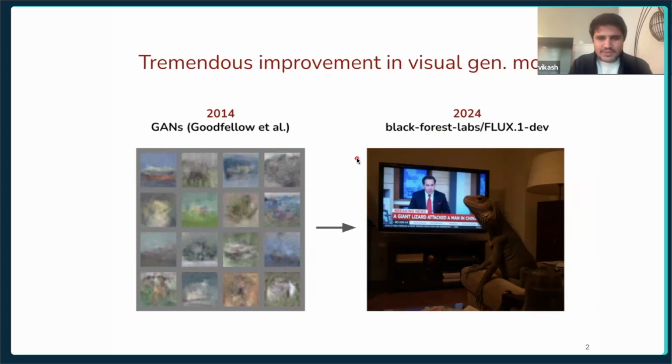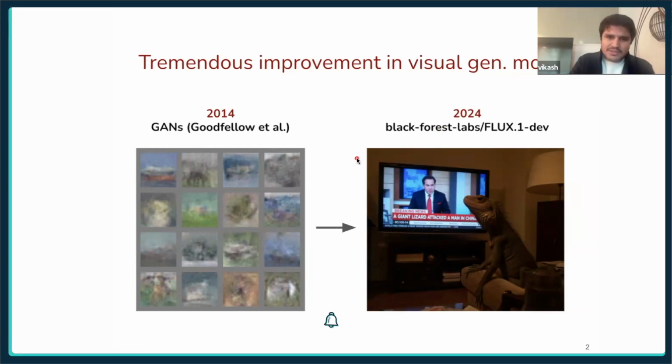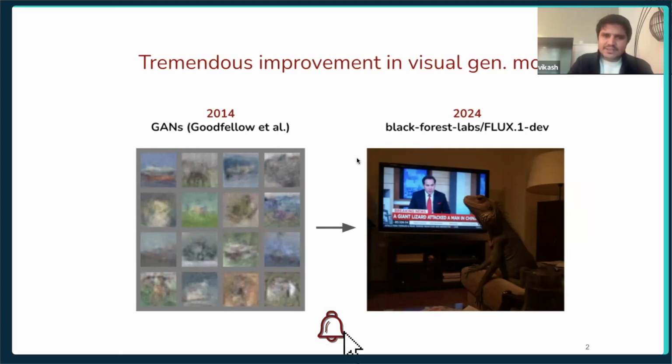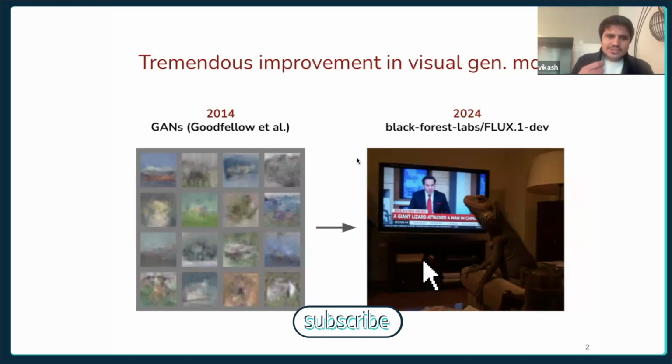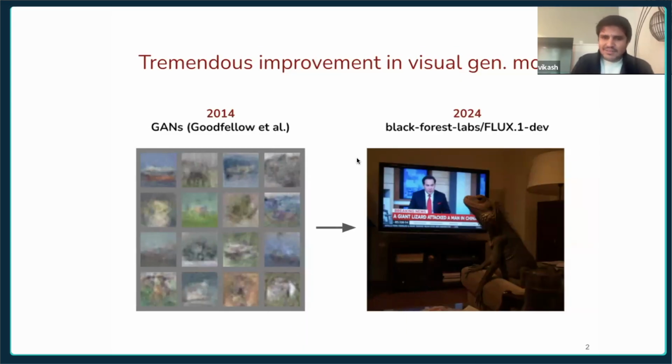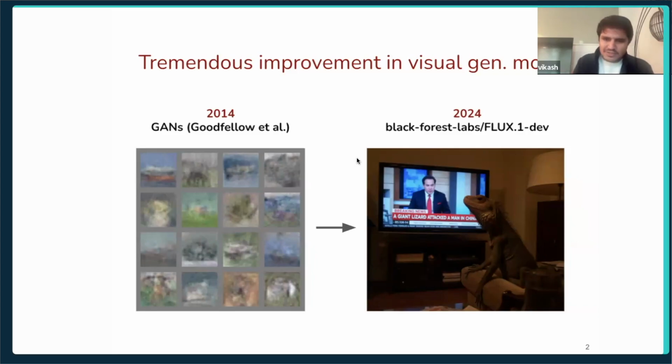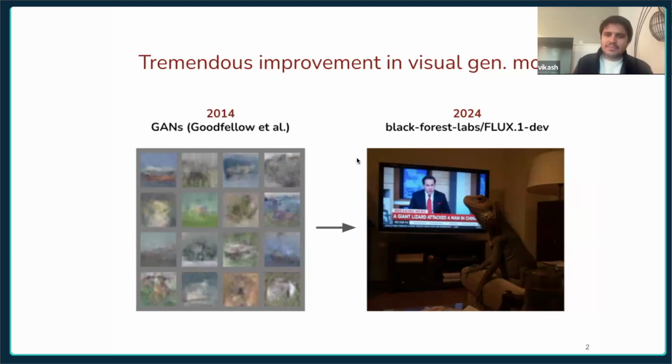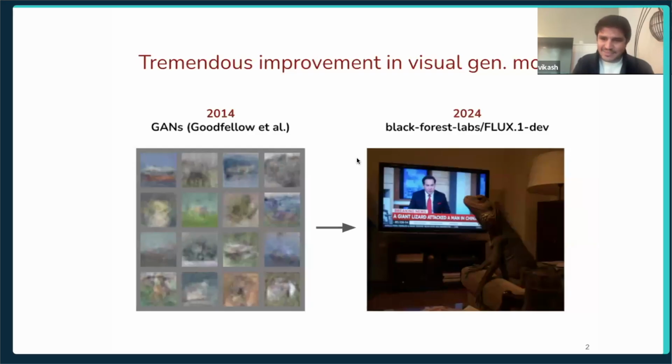Most of us in the audience would agree that we have made a tremendous improvement in visual generative AI. For example, just 10 years ago, with the advent of GANs, we were struggling to just generate photorealistic images on a dataset like CIFAR10. And today we can generate, with the latest Flux models, photorealistic images in a wide range of different scenarios. For example, here, a giant lizard attacked a man in China, and the image is highly photorealistic.